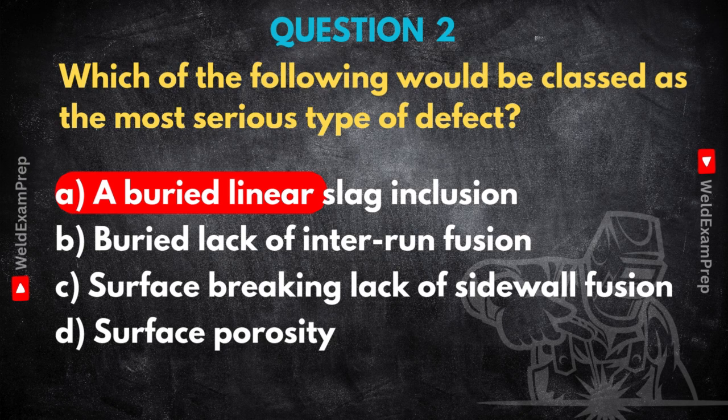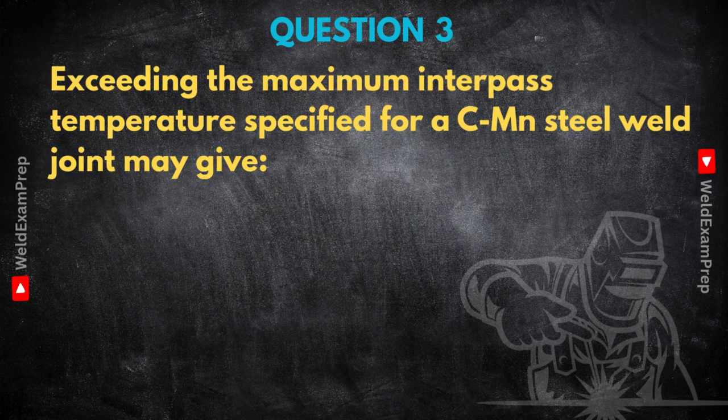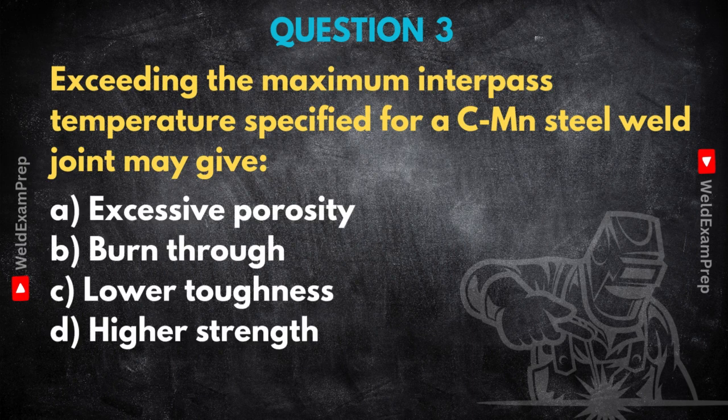Got it. That's a really clear distinction. So internal chemistry, external flaws. But what about the welding process itself? This next question looks at a key process control. Inter pass temperature. Exceeding the maximum inter pass temperature specified for a CMN steel weld joint may give. Your choices are A, excessive porosity, B, burn through, C, lower toughness, D, higher strength.